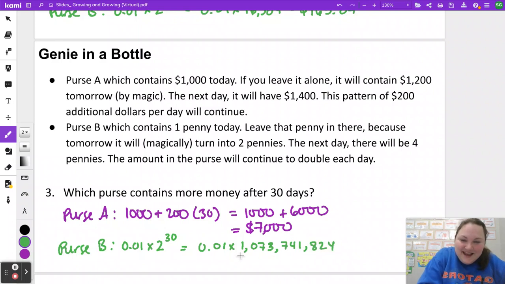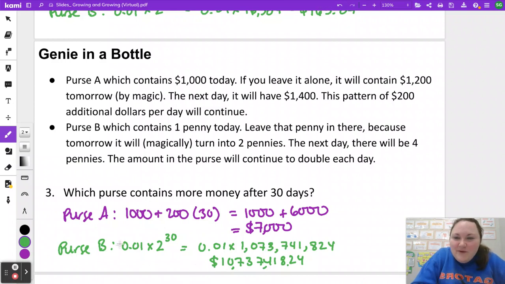1,073,741,824. And when you take that number and you multiply it by a penny, you get, let me copy all these numbers, $10,737,418.24. Oh my goodness. What happened with purse B?